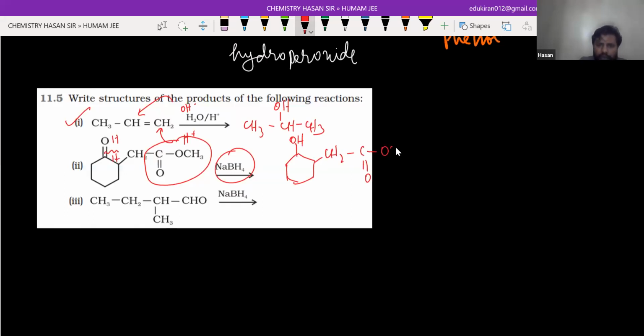C double bond O, OCH. This is NaBH4, and it can reduce only aldehyde. So the rest part will be as it is. You can see this CHO will be converted into CH2OH. Is all of it correct, or is there any mistake?